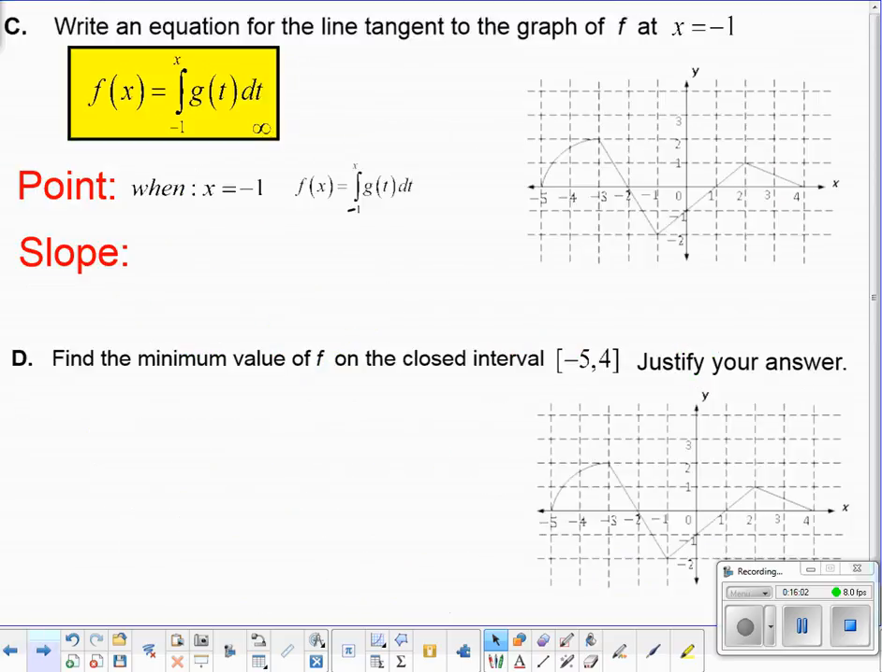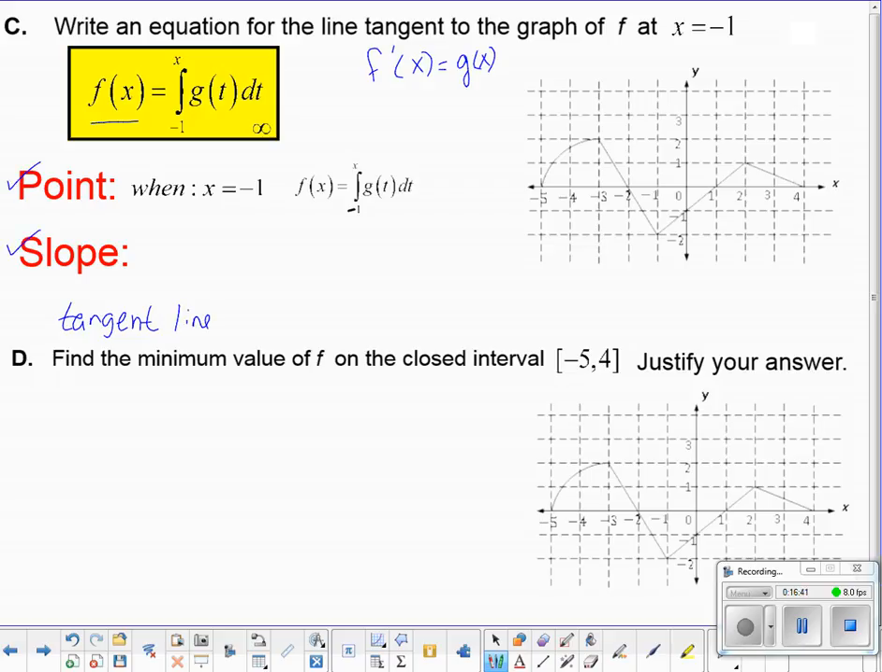Part C. Part C, write an equation for the line tangent to the graph of f at x equals -1. So x equals -1. Now, recalling that f of x is defined using an integral, it makes it a little bit more difficult, but we're going to try and make this come back to something that's pretty easy, just using basic knowledge of what we want to do. If I want to write the equation of a tangent line, I need two things. For a tangent line, I need to have a point and I need to have a slope.